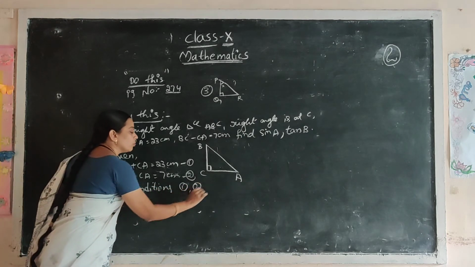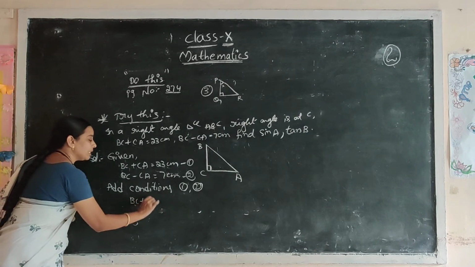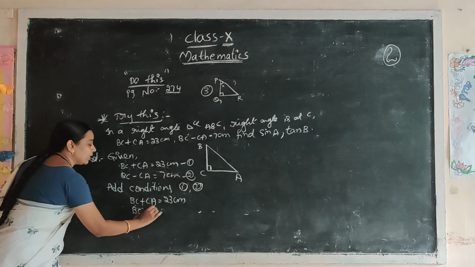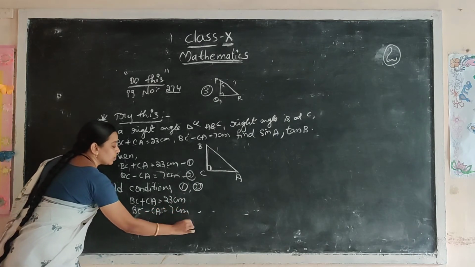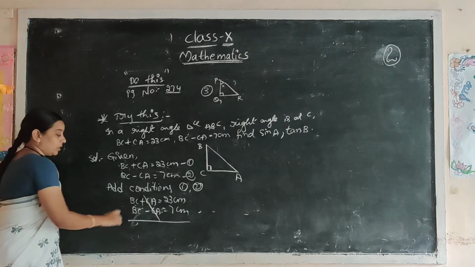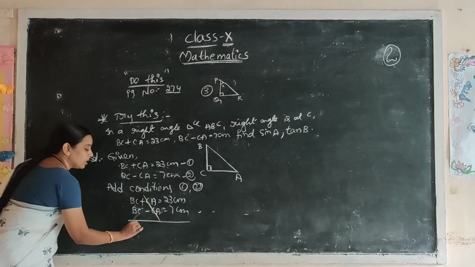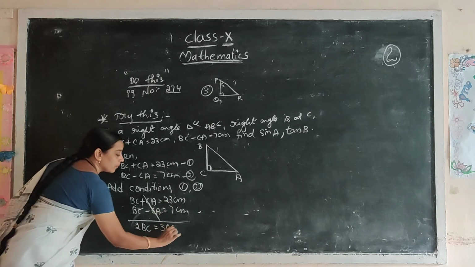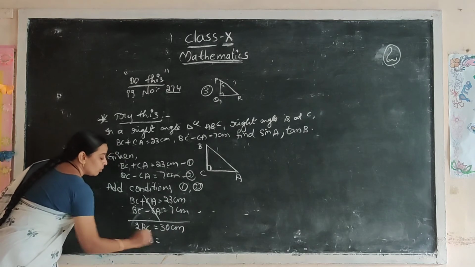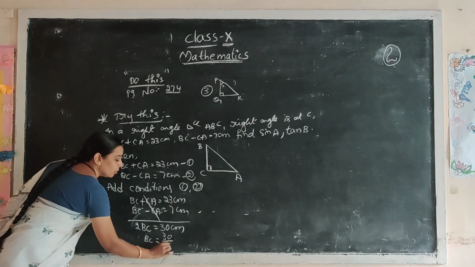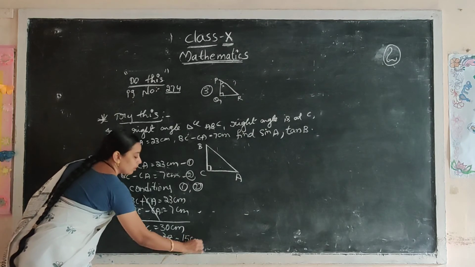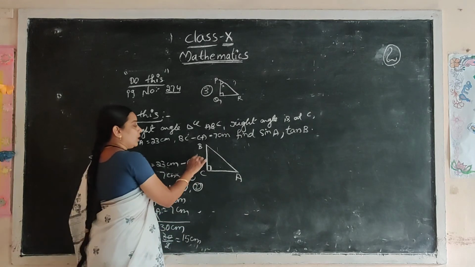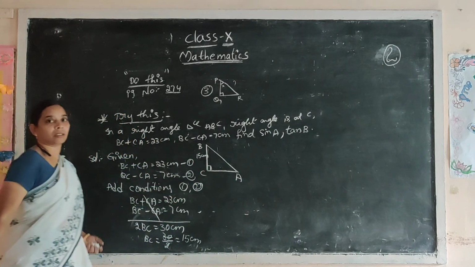Conditions 1 and 2. The first condition is BC plus CA is equal to 23. You have to do the vertical method. BC minus CA is equal to 7 centimeters. So CA cancels, and the remaining is BC plus BC. How many BCs? 2 BCs. Here 23 plus 7 is how much? 30. Now 2 BC is equal to 30, 2 moves to the right side, 30 by 2. 2 times table, how many times? 15 times. Now we got one answer. So the BC value is 15 centimeters. So here mention 15 centimeters.